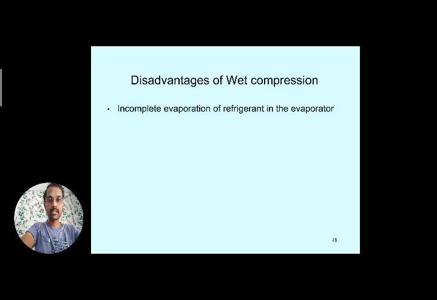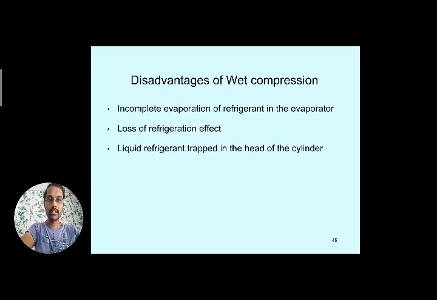Now we will see some disadvantages when the refrigerant is in the wet form and enters into the compressor. The first thing is incomplete evaporation of the refrigerant in the evaporator. Before entering the compressor, incomplete evaporation of the refrigerant takes place in the evaporator. Due to incomplete evaporation, complete vaporization is not possible in the evaporator. Then, along with liquid particles, it enters into the compressor. It also results in a loss of refrigeration effect.